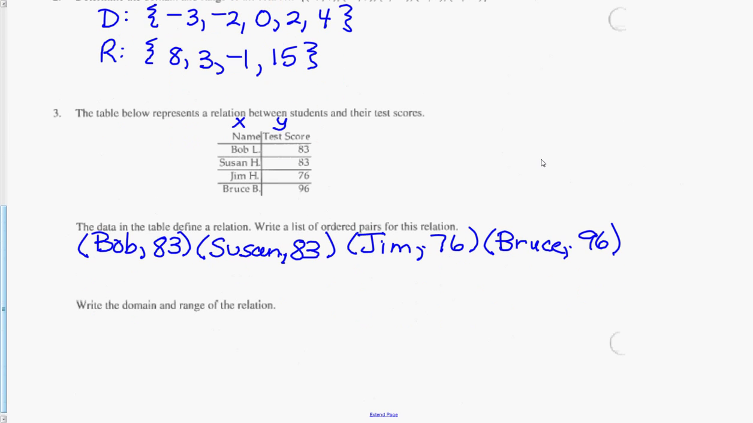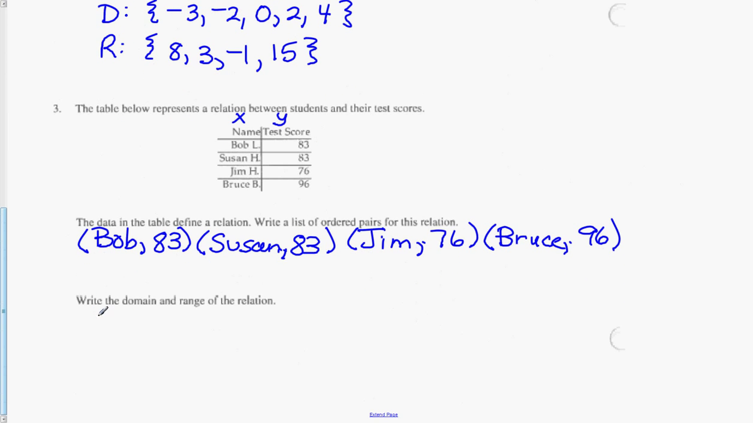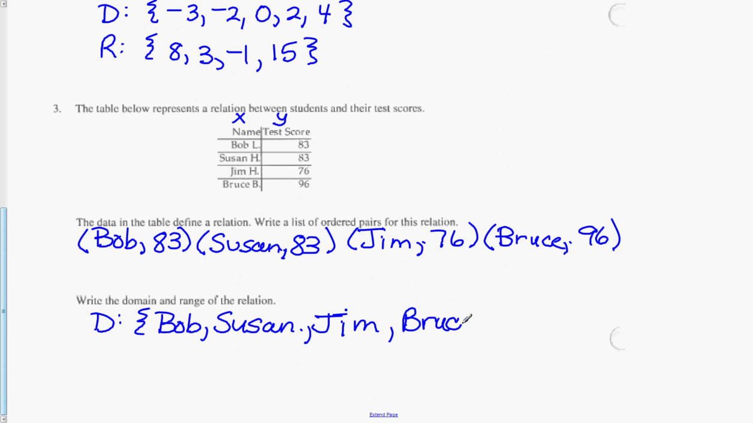Okay. Now, I'm going to do the same thing I did above. If I want to list the domain, I'm going to list the names in this case. So my domain is going to be, use the little braces and put Bob, Susan, Jim, and Bruce. And then for my range, I'm going to have an 83. And since Bob and Susan both got an 83, I don't have to list it twice. A 76 and a 96. Okay, so using a table is another way to show a relation.